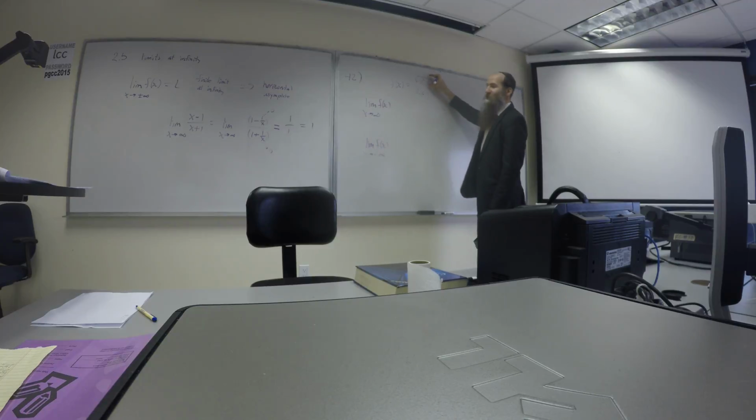So really the highest power up here is x to the first, and the highest power down here is also x to the first. So we're going to factor off x to the first. We're going to factor off a single power of x from top and bottom.